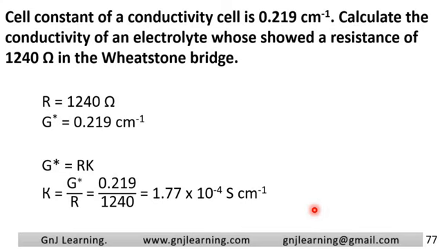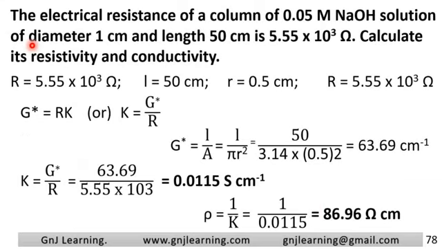We have another problem. The electrical resistance of a column of 0.5 molar NaOH solution. So it's a column, which means it's a conductivity cell. Its diameter is 1 centimeter and the length is 50 centimeter, and its electrical resistance, found using a Wheatstone Bridge, is 5.55 × 10^3 ohm. Calculate its resistivity and conductivity.